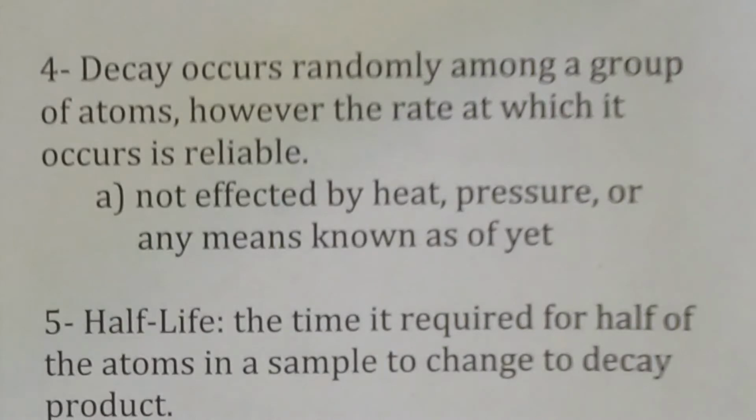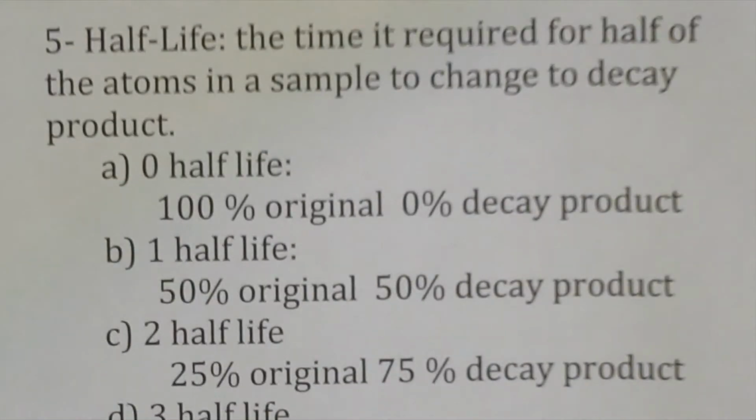Number 4. Amongst radioactive isotopes, decay occurs randomly among a group of atoms. However, the rate at which it occurs is reliable. A, it is not affected by heat, pressure, or any means known as of yet. 5. Half-life is the time it requires for half of the atoms in a sample to change to decay product.